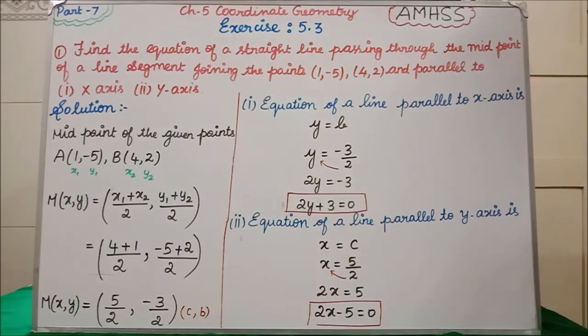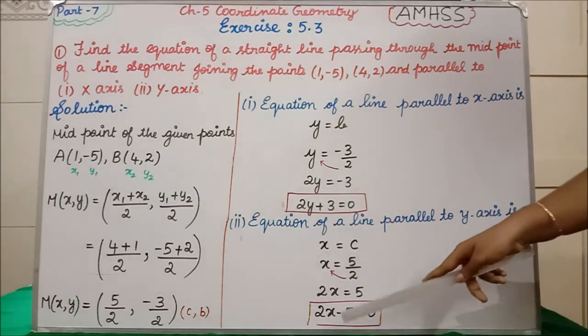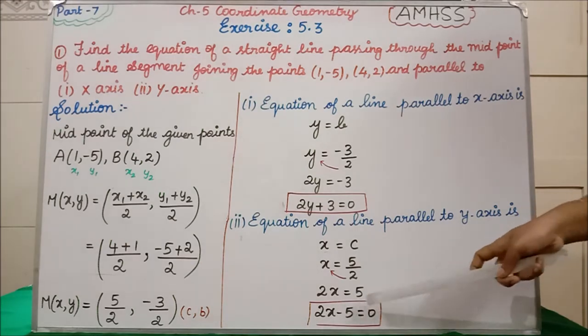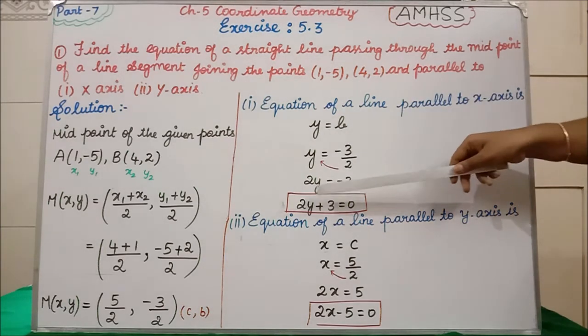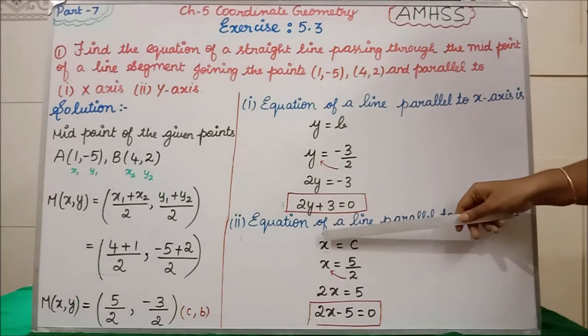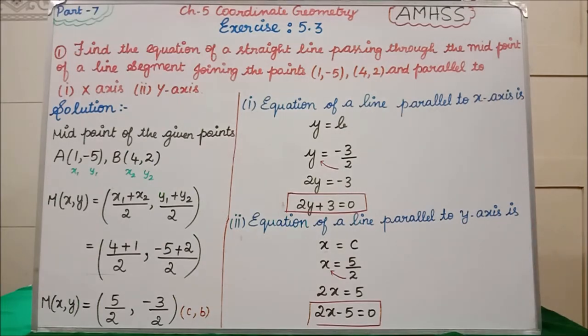We have to write it in the equation form. So take this 5 before the equal sign, so it will become minus 5. So 2x minus 5 is equal to 0. Clear? This is the equation of the straight line. When the line is parallel to the x-axis, the equation is 2y plus 3 equal to 0. When the line is parallel to the y-axis, the equation is 2x minus 5 equal to 0. Clear, all of you? This is y equal to b and x equal to c, that is our formula. Next we will see the second question.